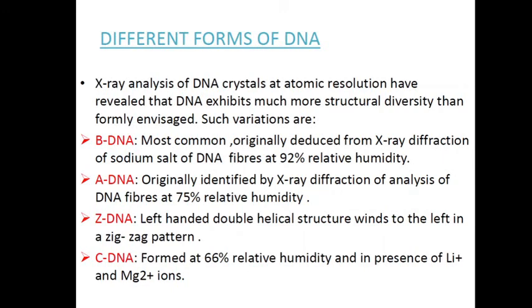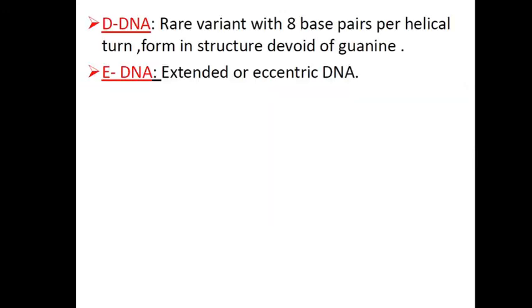Likewise, the Z form is also routinely seen. The uniqueness of the Z form is that it is a left-handed double helix structure. Unlike the B form and A form or even C form, which are right-handed, the Z form is a left-handed helix which winds to the left in a zigzag manner. Therefore, it gets its name Z-DNA. The C-DNA is formed at relatively 66% humidity and in the presence of lithium and magnesium ions. So under very limited or strict conditions, we can find such variants of DNA.